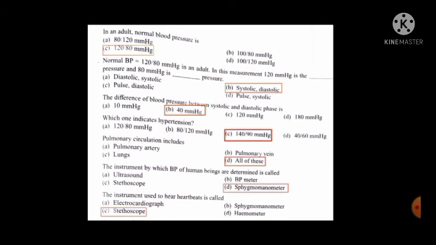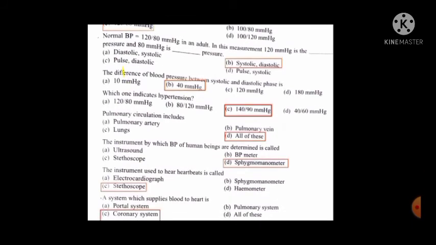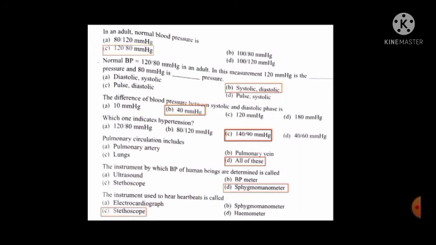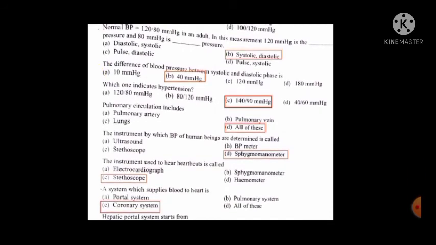Systole means when the blood is pumped, when the ventricle contracts, and diastole means when the ventricle relaxes. Blood pressure of 140 mm Hg systolic and 90 mm Hg diastolic indicates hypertension. 140 per 90 mm Hg indicates that our blood pressure is increased, which is called hypertension.